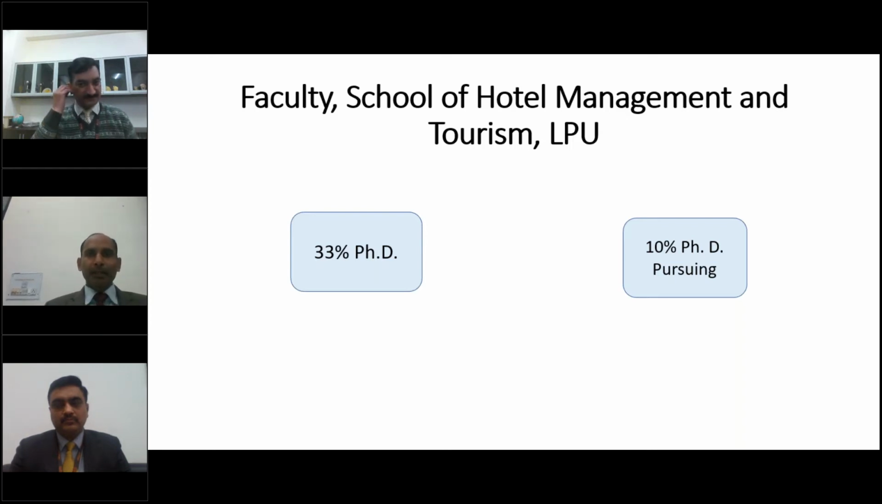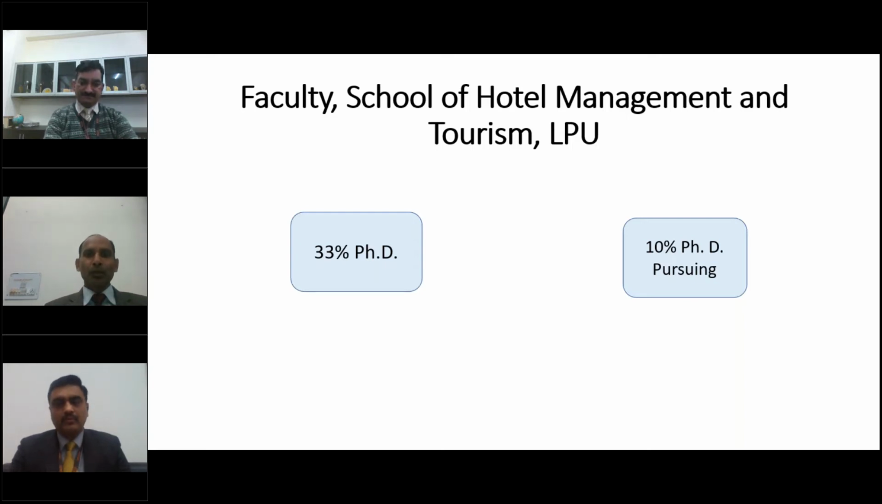Yes, so as Chef Amit explained the initial stage, Dr. Sanjeev also talked about the industry exposure from the faculty side, which will definitely help students get good placements and internships. We have 33% PhD faculty and 10% pursuing PhD, because the coming days are more focused on industry along with research output.